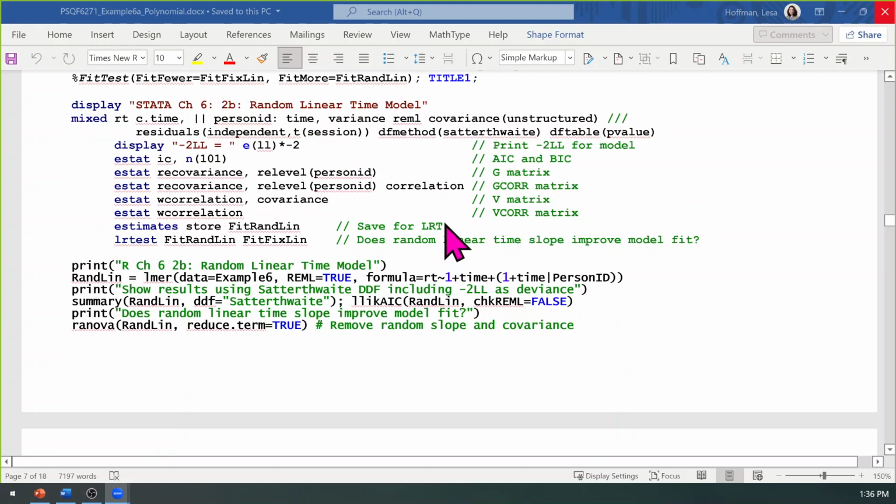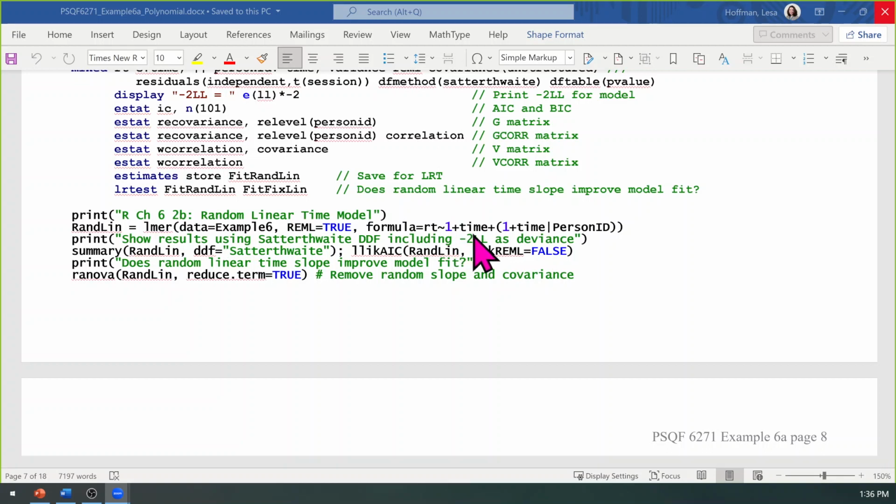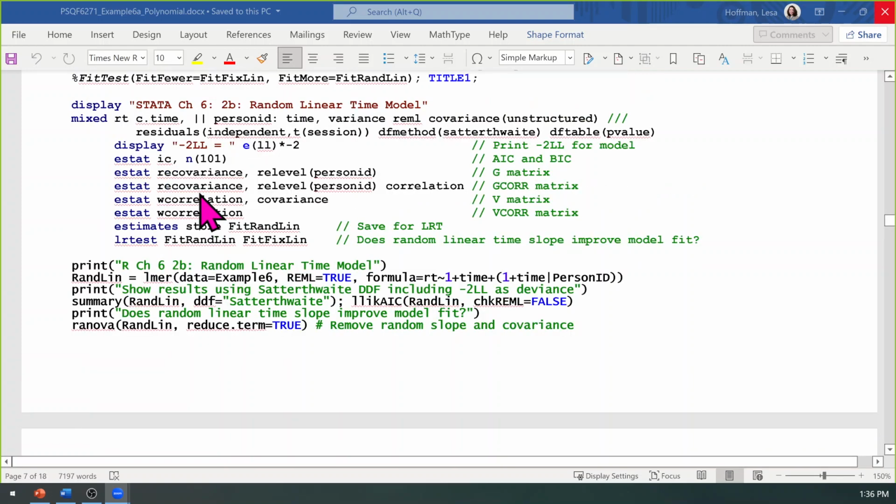And then R folks, your time predictor shows up in two spots as well. In the first part of the formula as a fixed effect, and then inside the parentheses as a random effect. And I have the 1 here to remind myself that the intercept is also random in this model. And I'm asking it then to do an ANOVA likelihood ratio test to compare against the fixed slope model to see if our random slope helps. So that same thing is happening via LR test in Stata, and I wrote my fit test macro to do so in SAS.